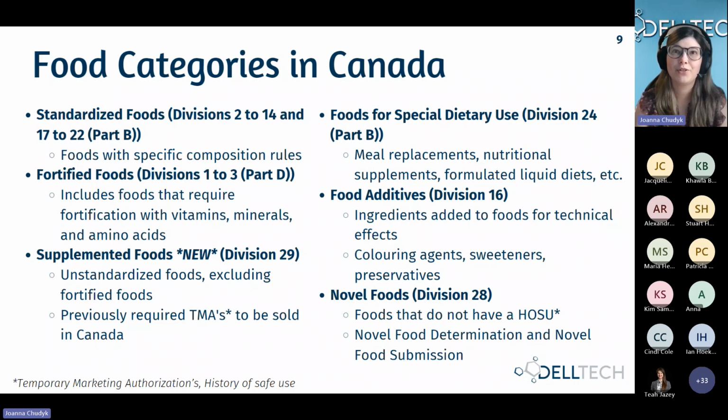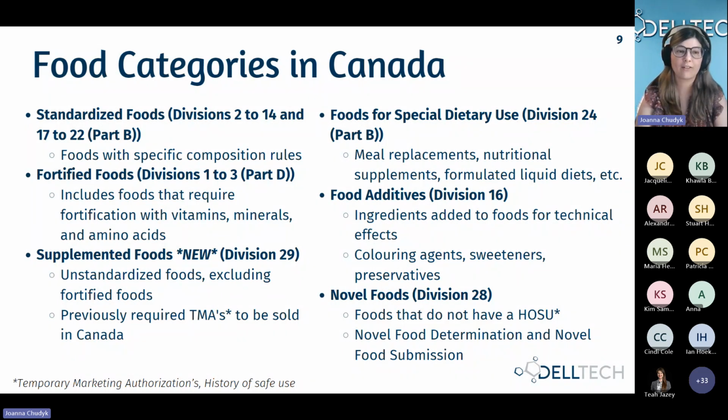So next we'll jump to supplemented foods, which I know is a very hot topic. These regulations were just introduced last year, and they created a new division, Division 29, and that's where you'll find all of the information you need on supplemented foods and their requirements.